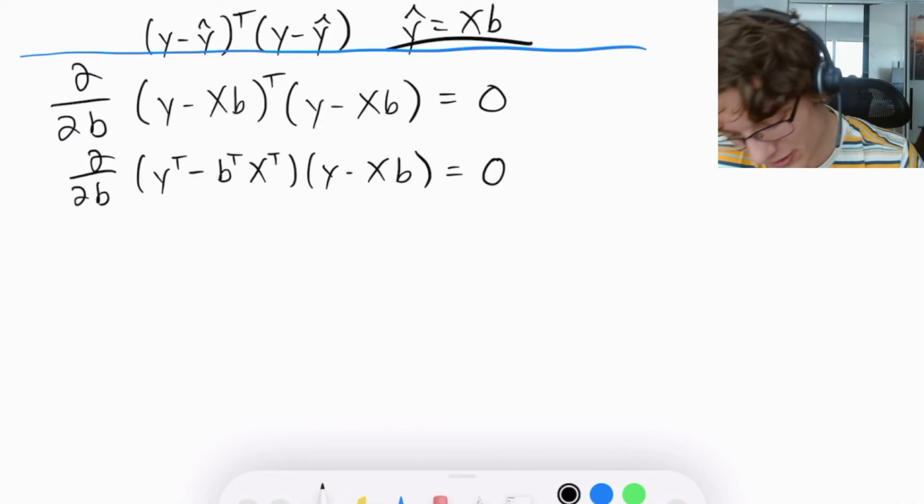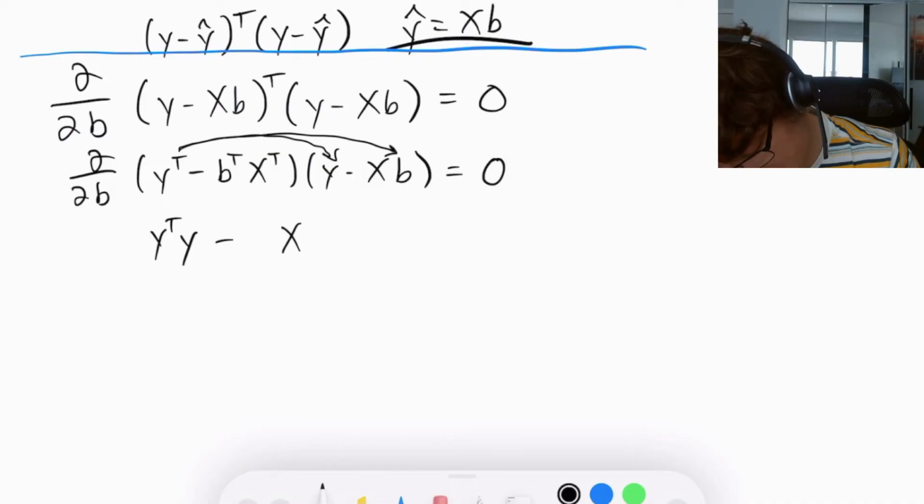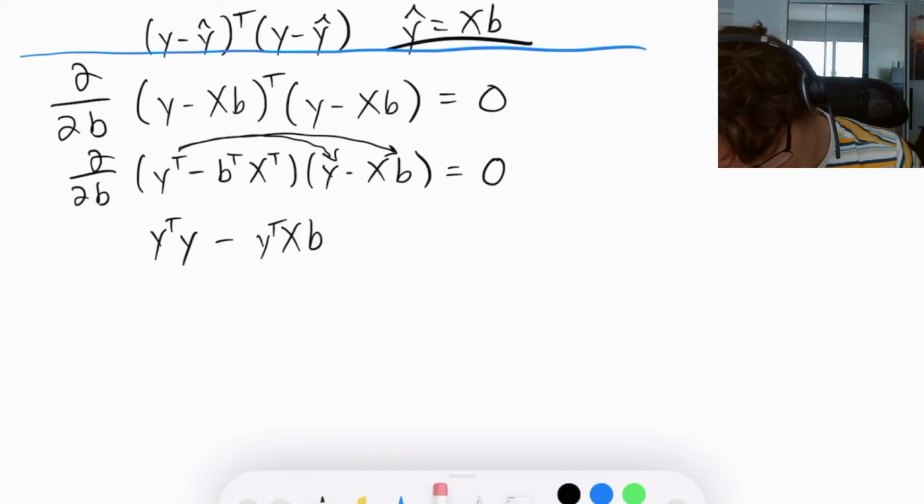Now we can FOIL, so we have Y transpose Y, so that's this one here. Then we have minus XB, and then we also have this Y transpose term. Now we have to be careful here, because we know Y is n by 1. That means Y transpose is going to be 1 by n, so we're going to put Y transpose in front. That way the dimensions all line up, and we have 1 by n, n by 2, 2 by 1. And then we can do these inner terms here.